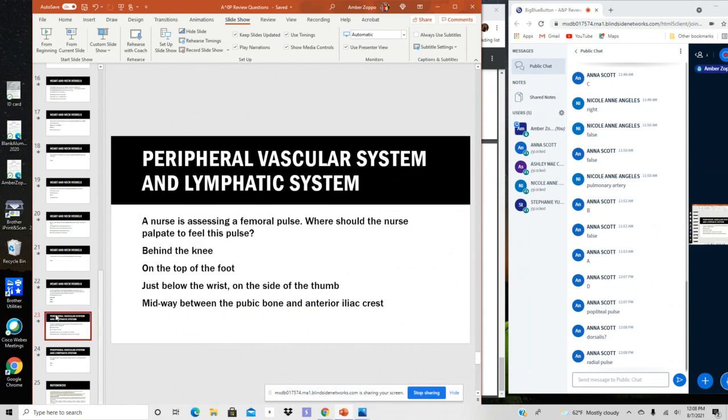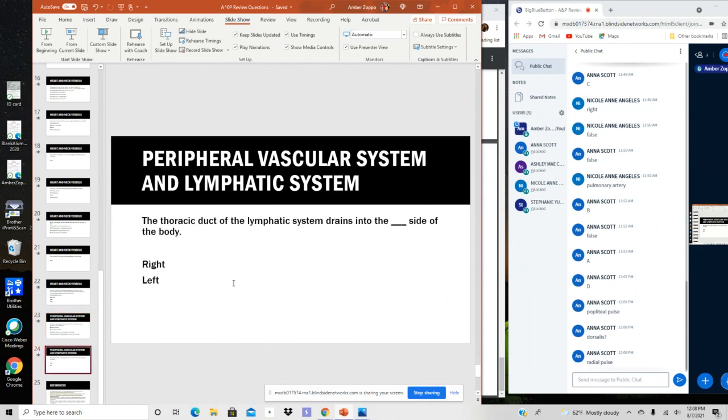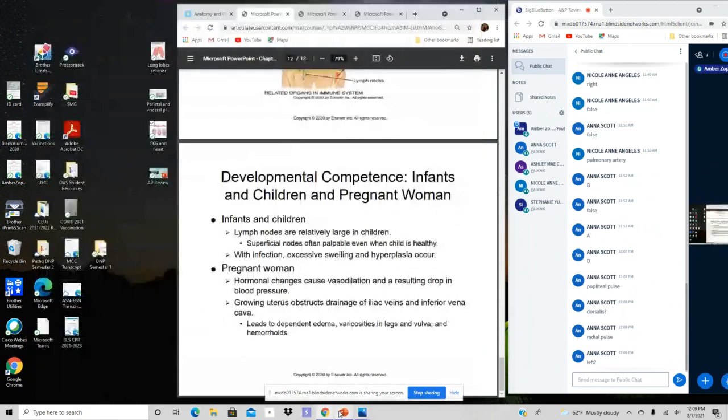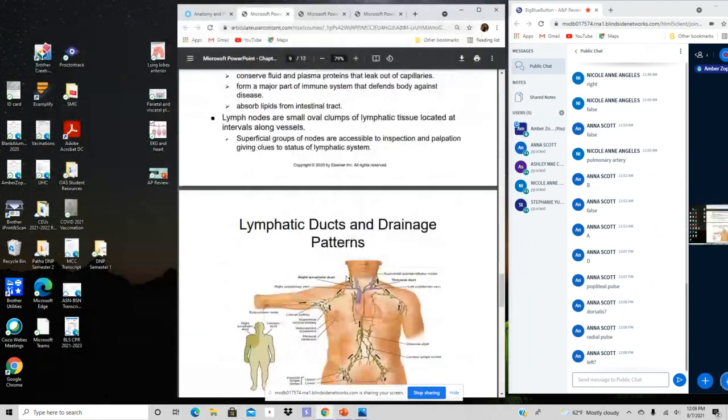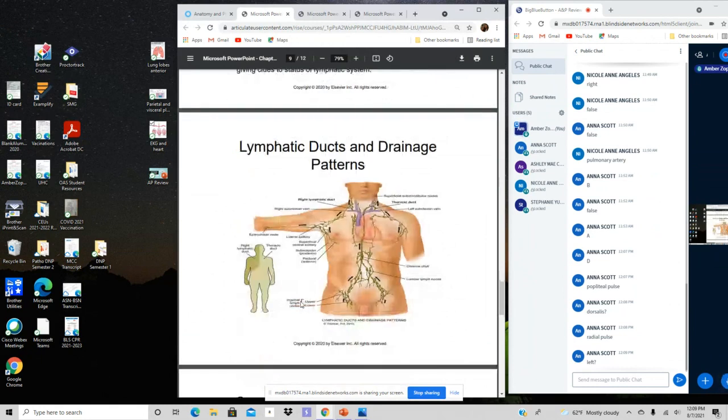Good. And the thoracic duct of the lymphatic system drains into the blank side of the body. Do you guys remember? Left, yes. The right lymphatic duct drains the right side of the body. The thoracic duct drains the left side of the body. And it's important to remember the flows of the lymphatic drainage.